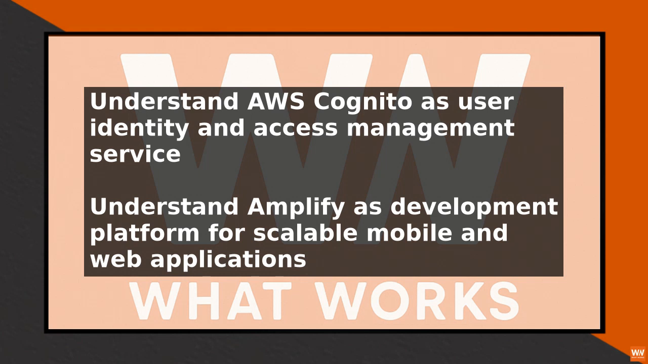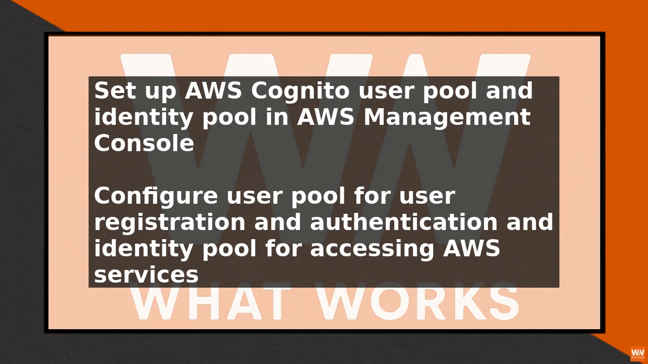First, ensure that you have set up an AWS Cognito user pool and identity pool in the AWS Management Console. The user pool is used for user registration and authentication, while the identity pool is used for accessing AWS services. Next, configure the Amplify CLI by running the command amplify init and amplify add auth to set up authentication in your project. Then, push the changes to the cloud by running amplify push.